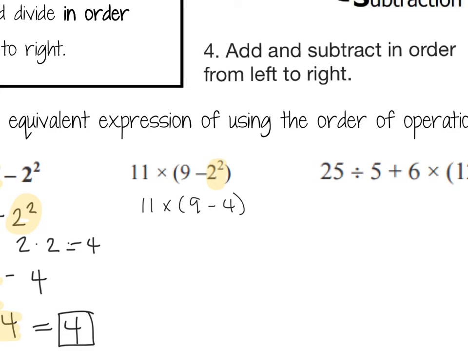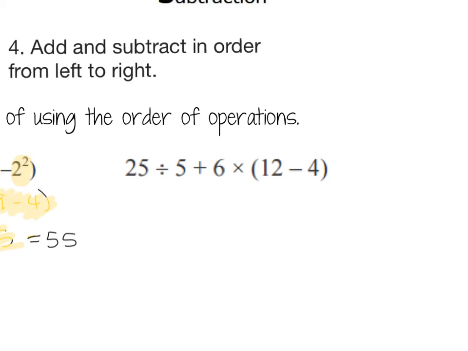Now I still have parentheses here. So now I'm at a point where I can solve that one. So I now have 11 times, and 9 minus 4 is 5. So now I have this, and 11 times 5 is equal to 55. So to evaluate that expression, 11 times 9 minus 2 to the second power would give me a product of 55.